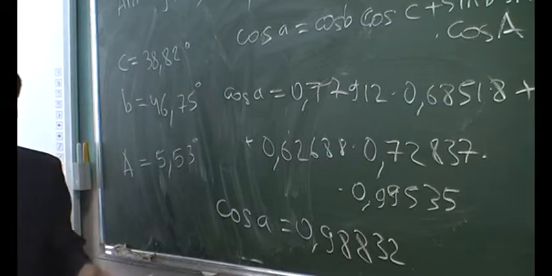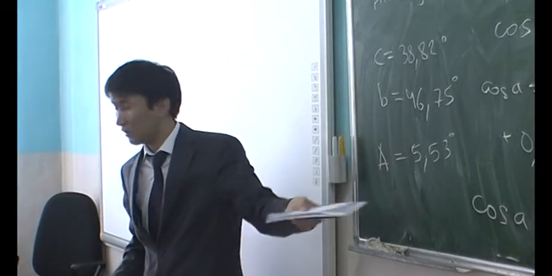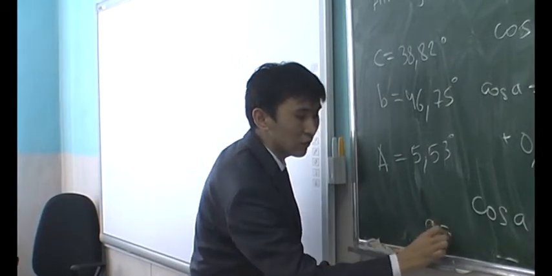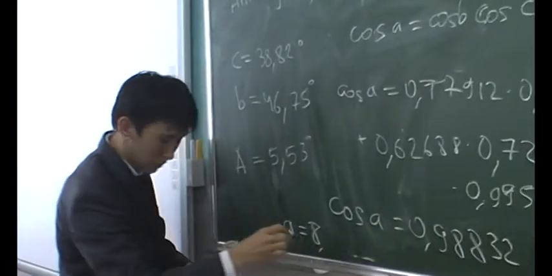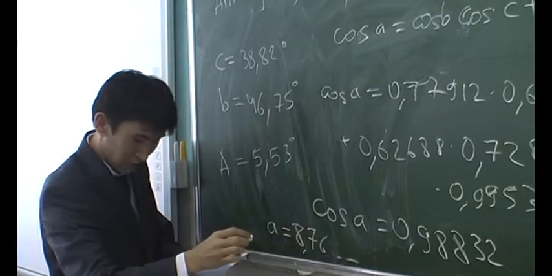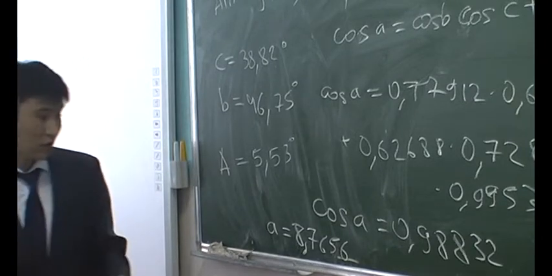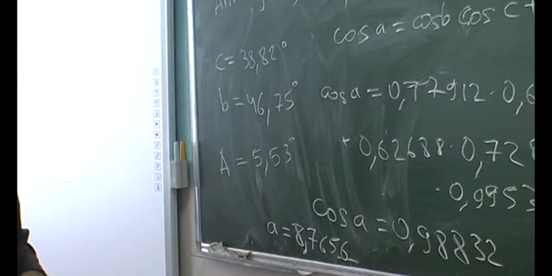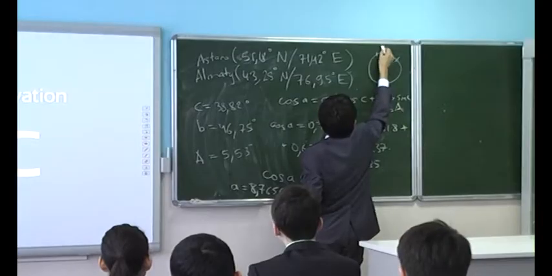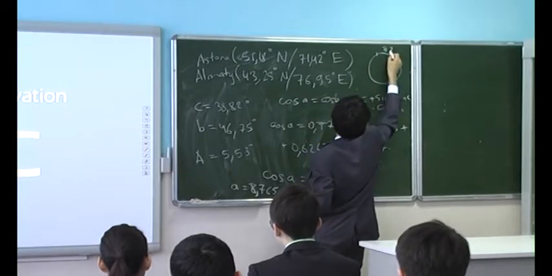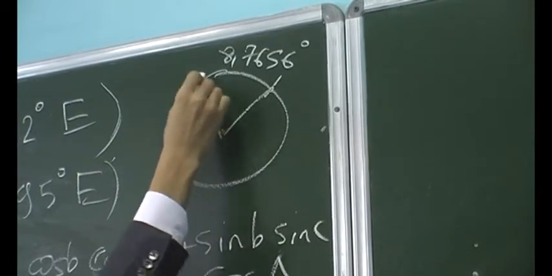0.98832. And here we can use the inverse trigonometric function, yeah? Arc cosine. By using the arc cosine, we can find the angle alpha, angle A. That's going to be 8.7656, yeah? This is A. Now we know the arc A. This one is arc A, which is 8.7656 degrees, yeah?